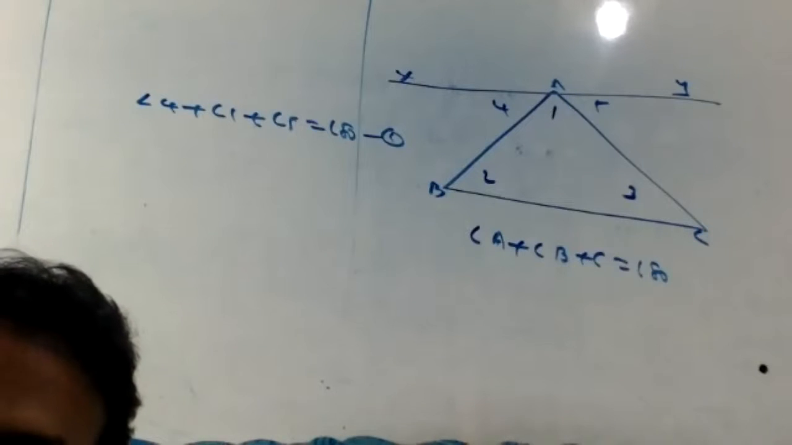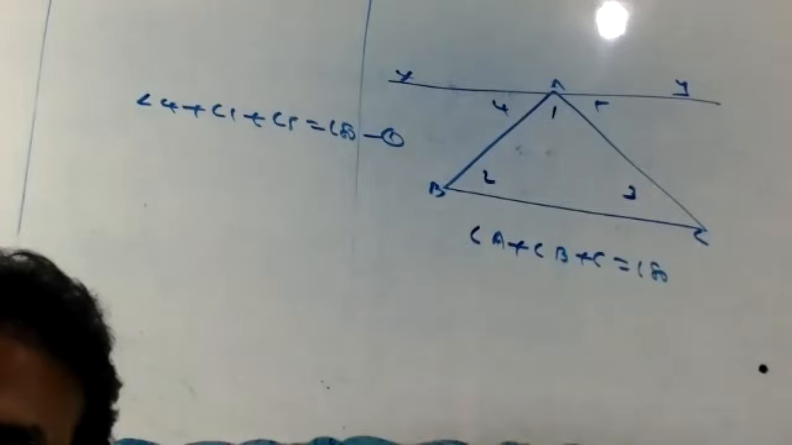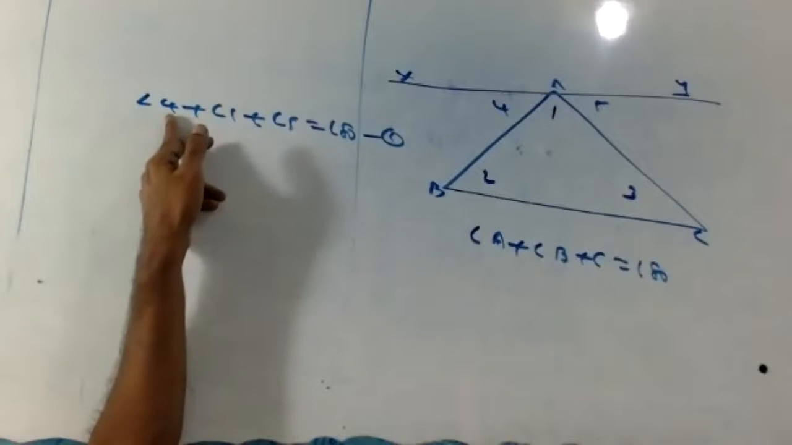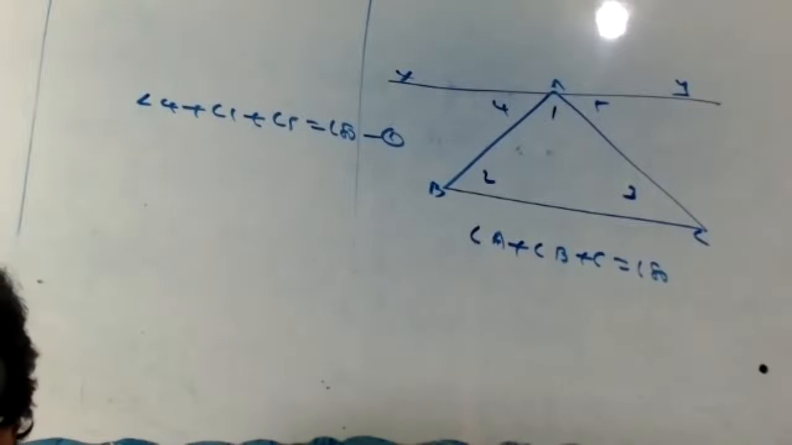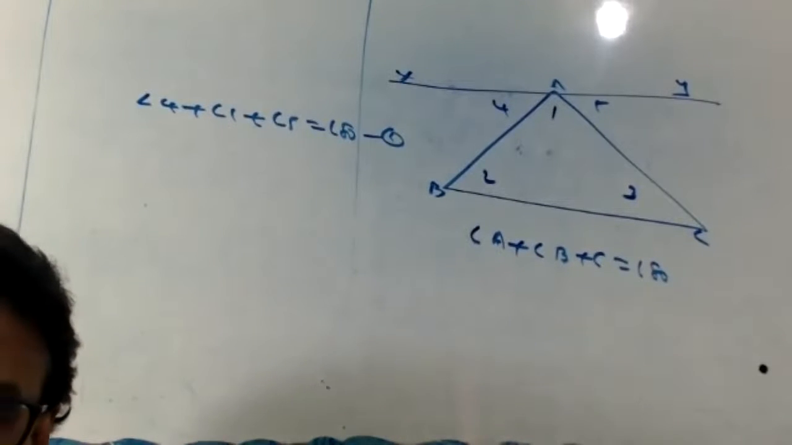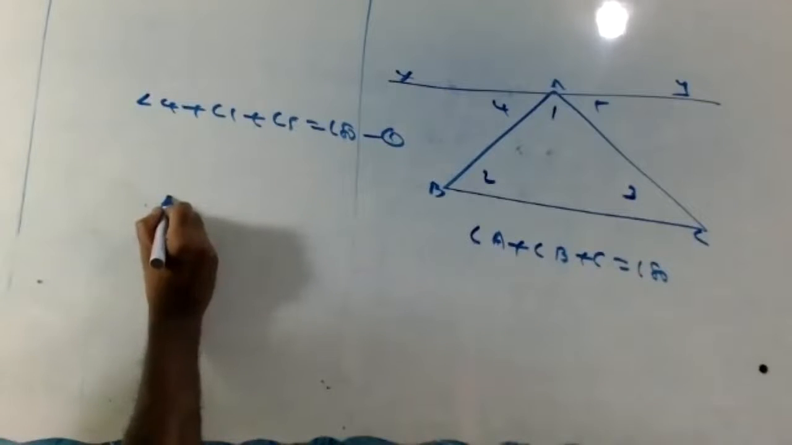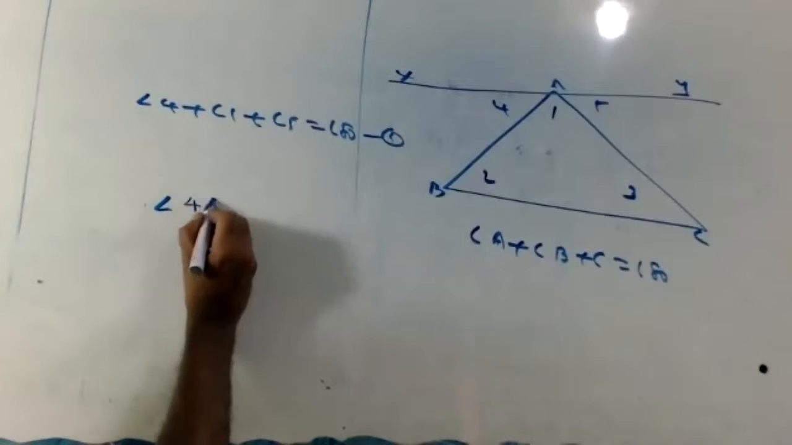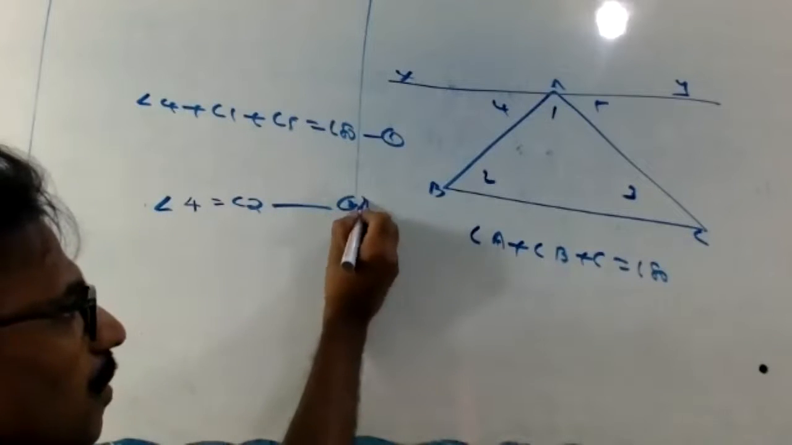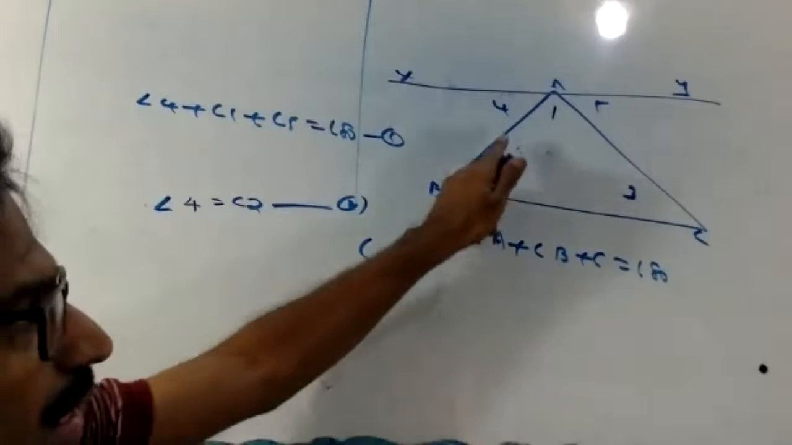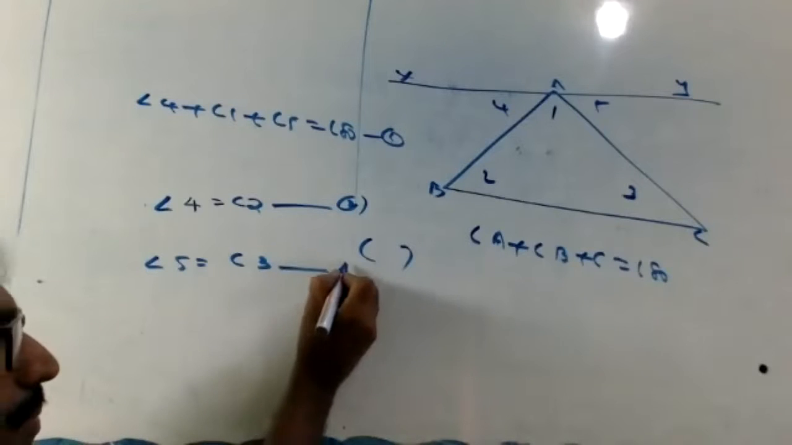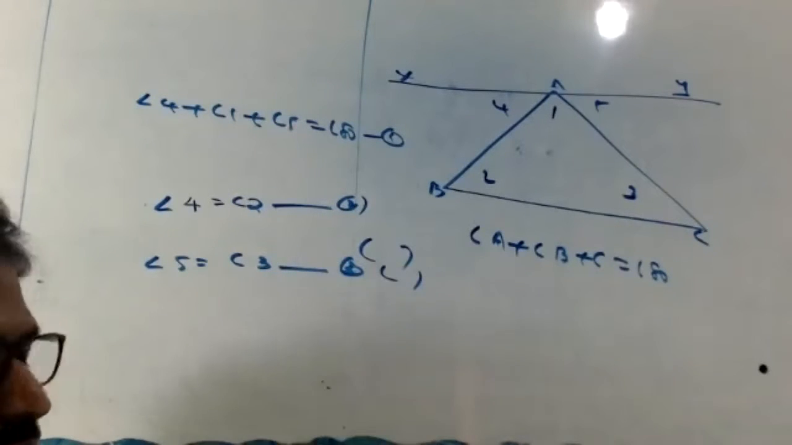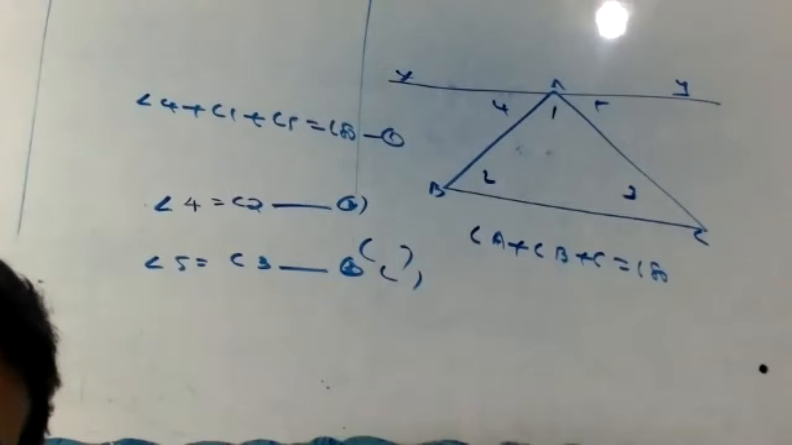Now, sum of all the angles in a straight line is 180 degrees. Angle 4 plus angle 1 plus angle 5, 180 degrees. Up to here, okay or not? Okay. Now, look. But angle 4 is equal to angle 2. Number 2. Reason what? Alternate angles. And angle 5 is equal to angle 3. Number 3. Alternate angles. Correct or no? Right.